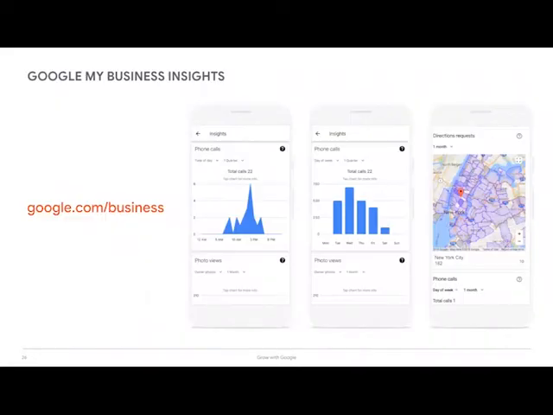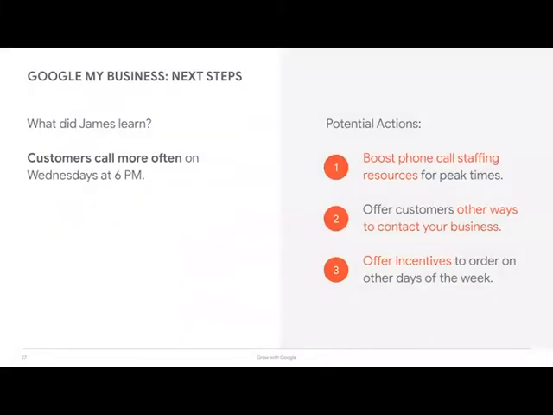But let's take a look at James. So he learned by taking a look at his Google business profile data that customers call more often on Wednesdays at 6. That's interesting. So what's James going to do with this information? Some potential actions that he can take, and you can see that these aren't necessarily marketing actions, right? Some of these are just business practices.